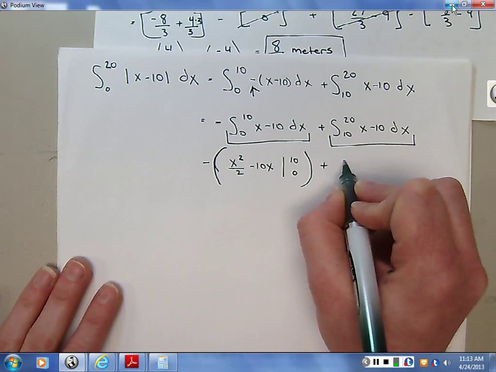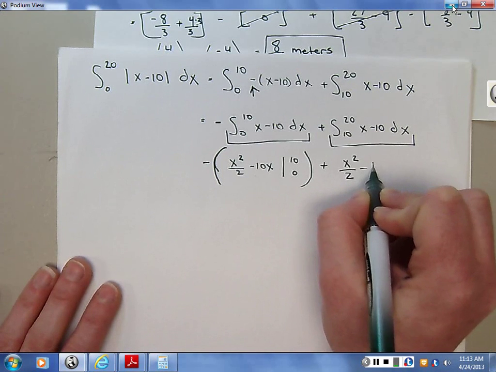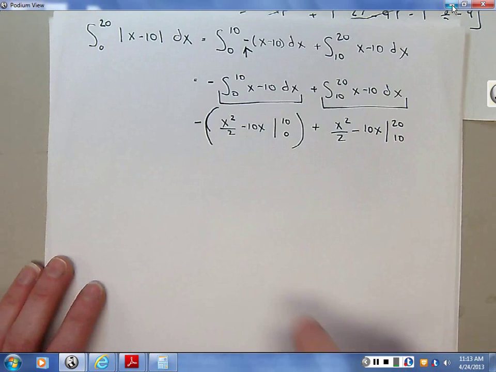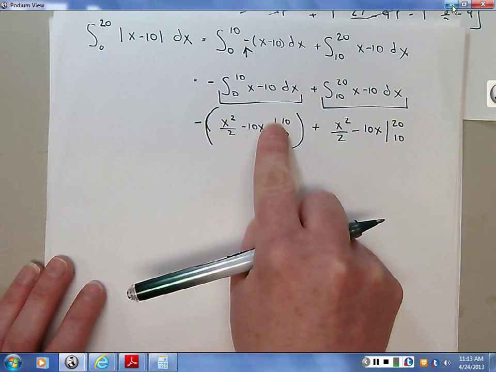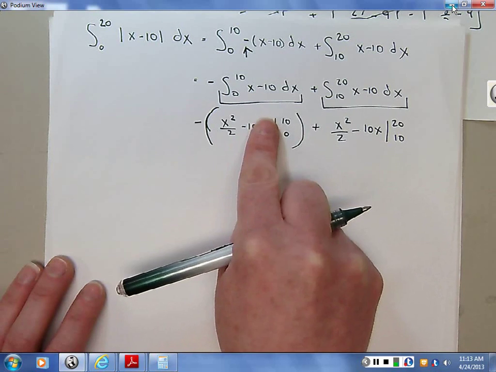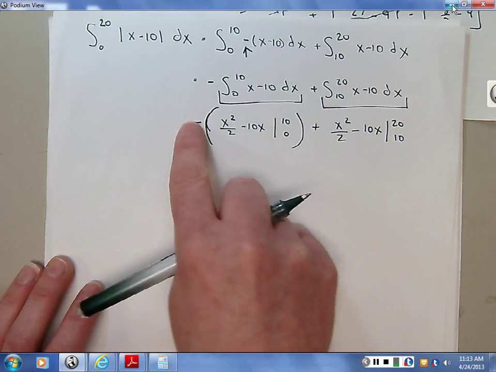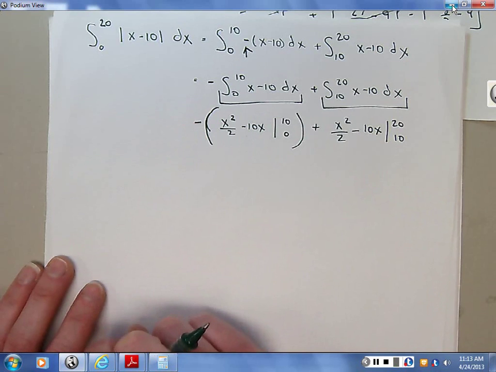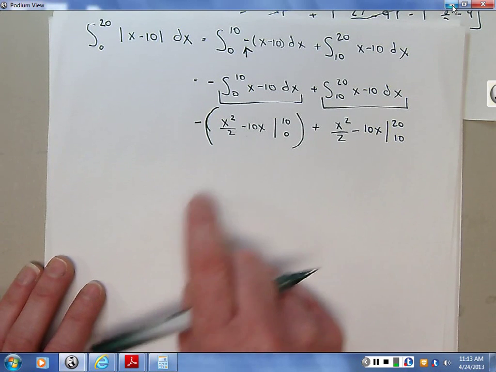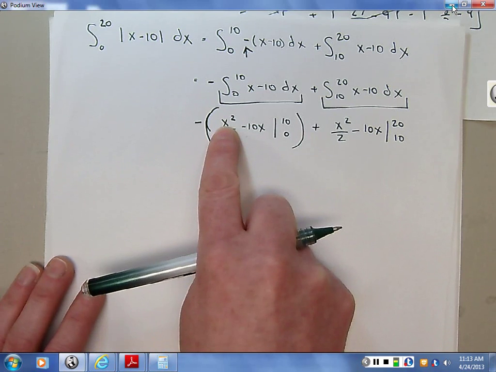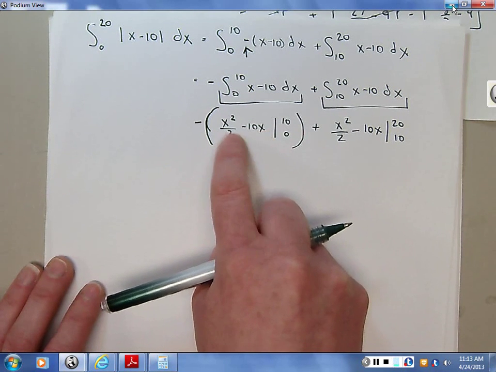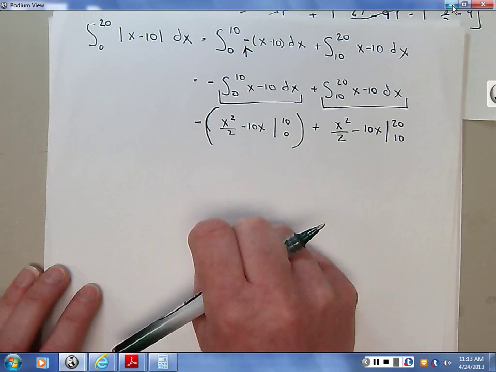Right? This would then be the same, 20 to 10. But this area is going to be a negative area. When I plug this in, I'm going to get a negative value. And then the negative negative gives me a positive. Right? Because 10 squared is 100 over 2 would be 50. Minus 100 would be minus 50. But really the area is positive 50, so that negative's out front.